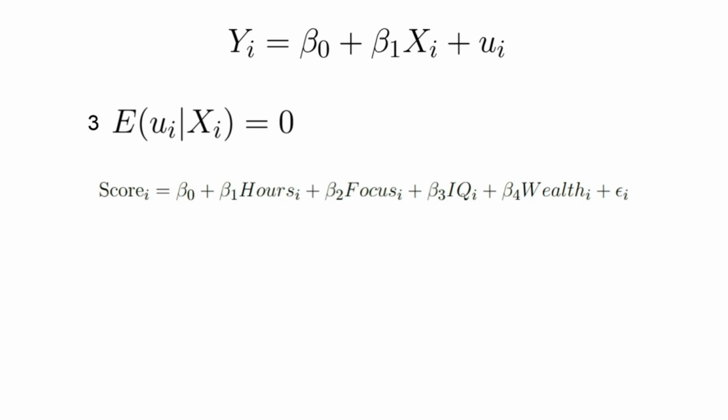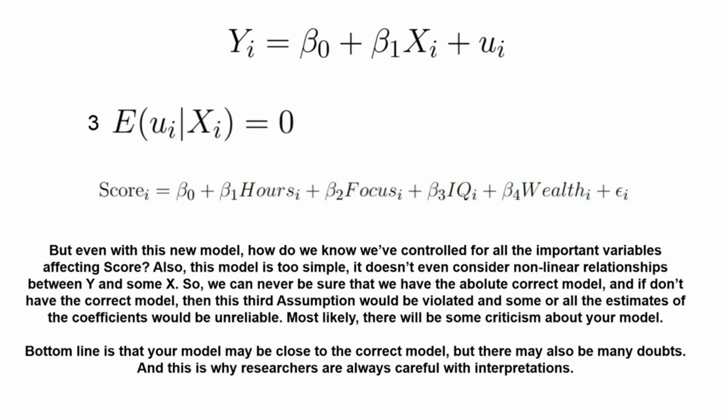wealth of a student. But even with this new model, how do we know we've controlled for all the important variables affecting exam scores? Also, this model is too simple. It does not even consider nonlinear relationships between y and some x variables. So we can never be sure that we have the absolute correct model, and if we do not have the correct model, then this third assumption will be violated and some or all the estimates of the coefficients, or the betas, will be unreliable. Most likely, there will be some criticism about your model.